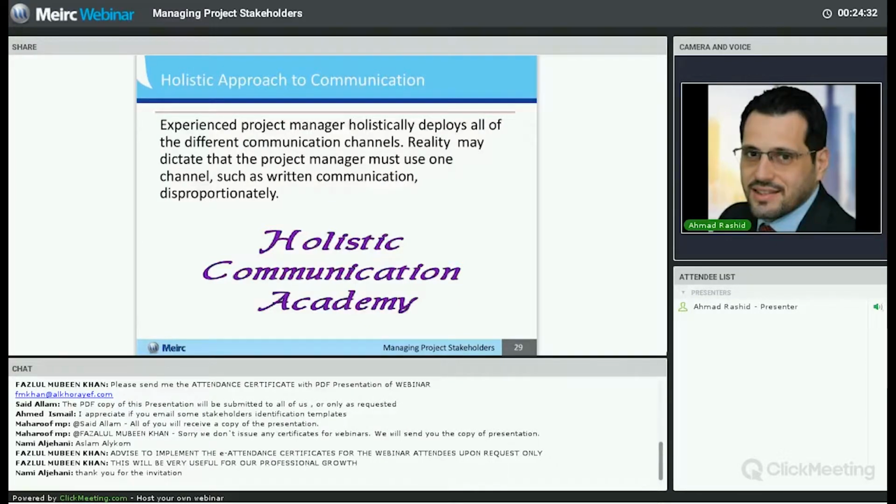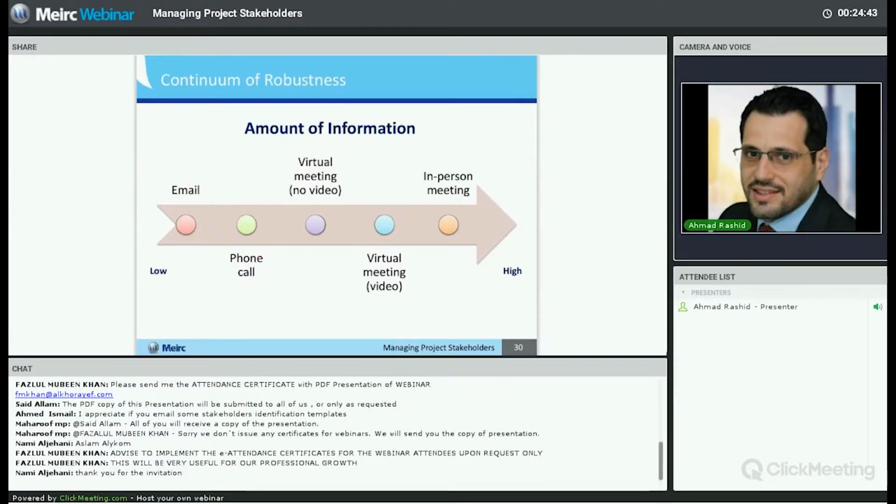And reality might dictate that the project manager must use one channel, such as written communication or such as meetings. So you need to understand the requirements of your stakeholders. In the next slide, there is a quick comparison between them. You can refer to it later on, but basically you can tell that the communication channels that are considered as two-way communication channels, such as meetings in person or through virtual tools such as video, are richer than one-way communication such as emails or maybe memos and papers and documents, because here you can see the person, you can get more information, you can see non-verbal messages as well.